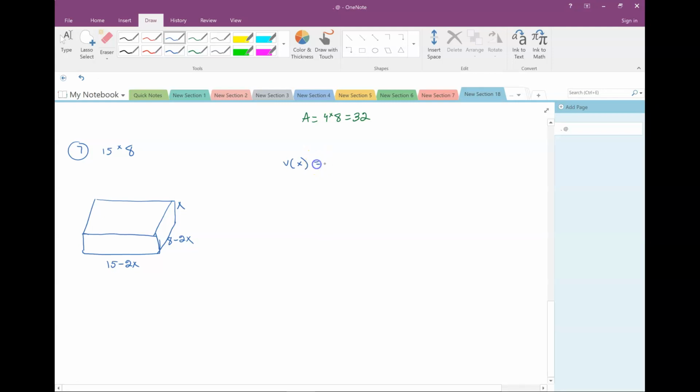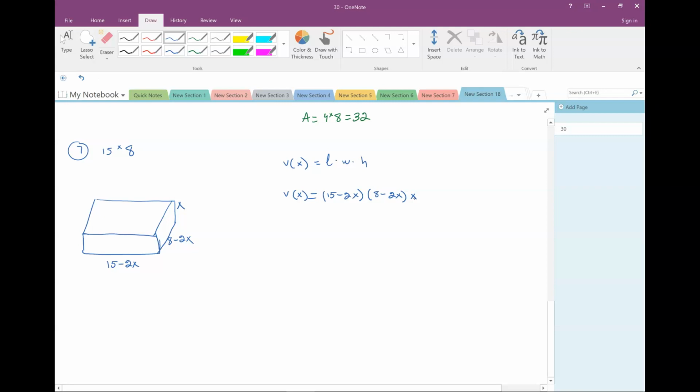Now that we wanted to find volume, it's got to be length times width times height. So every single time, you don't even have to draw the box, right? It's always going to be one side minus 2x, another side minus 2x, times x.